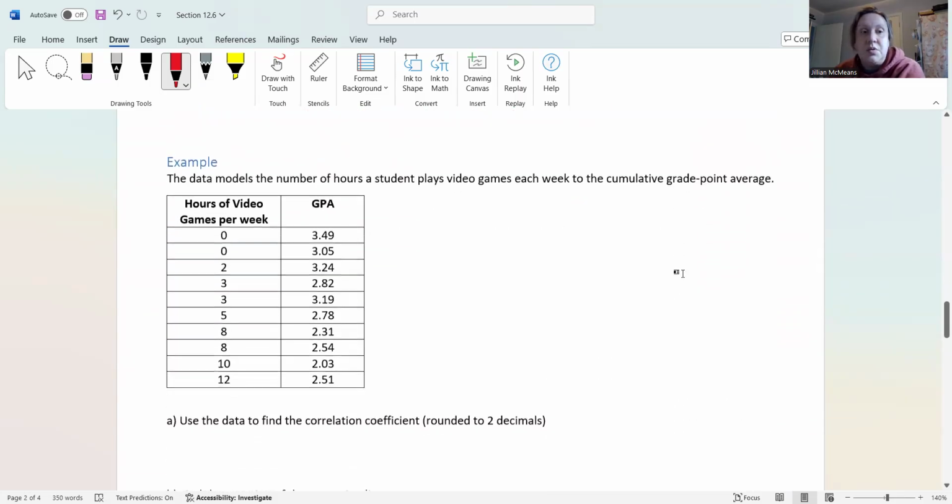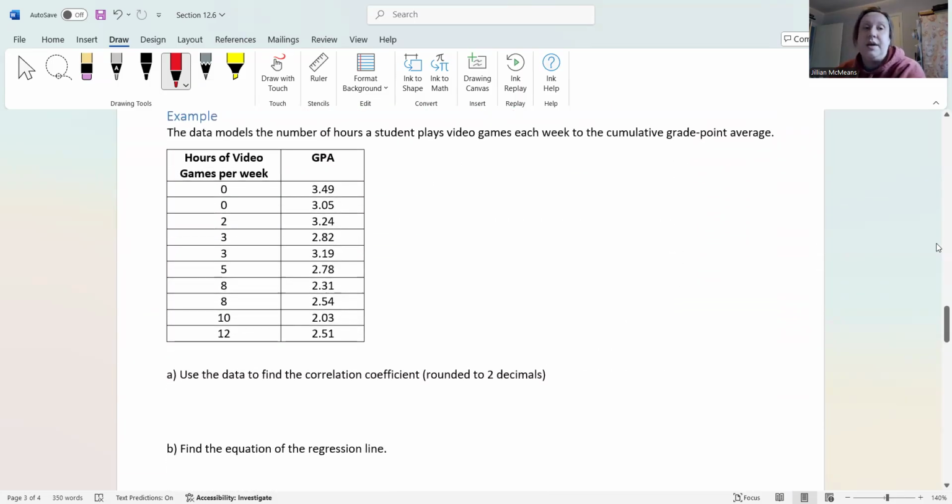All right, so next up, let's look at this example here. This example says the data models the number of hours students spent playing video games each week to the cumulative grade point average. Basically we're looking at the number of hours spent playing video games, and we compared that to the GPA, the grade point average. Now, in theory, we would assume that the more time a student spends on video games, the less time they're spending studying. So we would assume that less time video games, higher GPA, more time on video games, lower GPA. But let's see what the data says, okay?